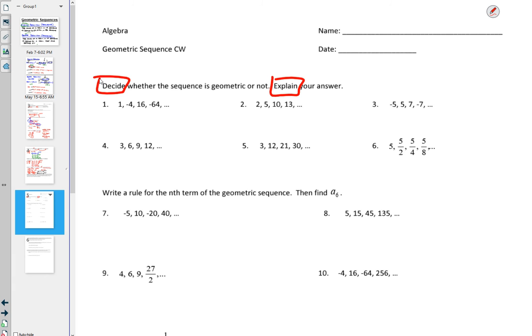But then when you explain, if it's yes, what do you think would be a good explanation as to why it's yes? What do you think you'd have to give to support it? Just give the common ratio, sure. If it's not, then you would say there is no common ratio.